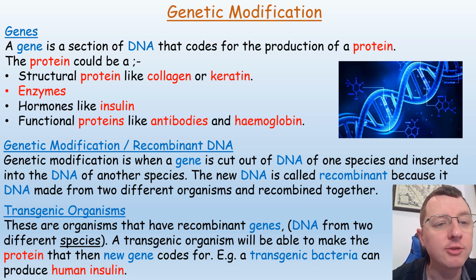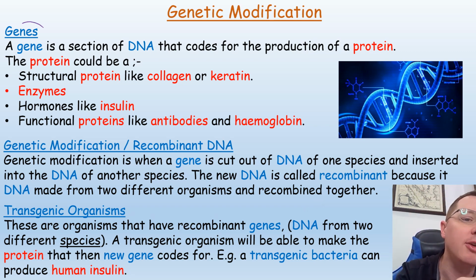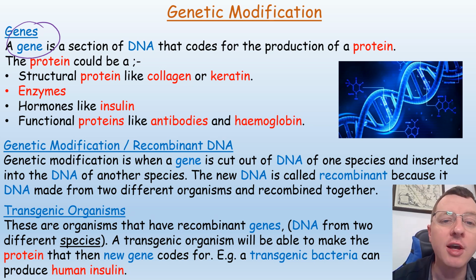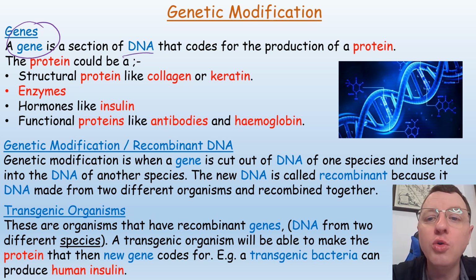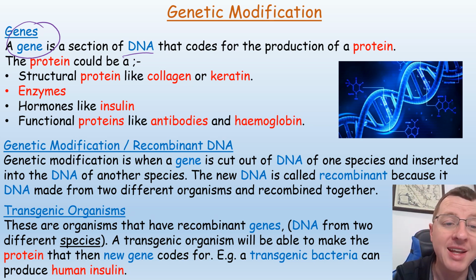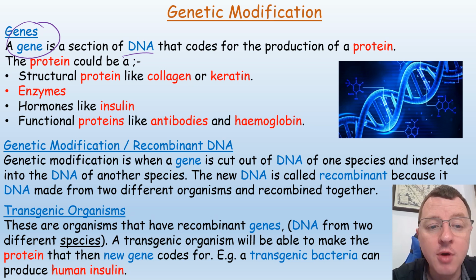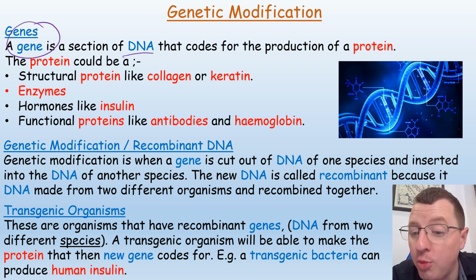Before we get going, I'd just like to recap what a gene is. A gene is a section of DNA that codes for the production of a protein. Now this protein might be a structural protein like collagen or keratin. It could be an enzyme that controls chemical reactions in a cell. It could be a hormone like insulin, or it could be a functional protein like antibodies or hemoglobin in a red blood cell.